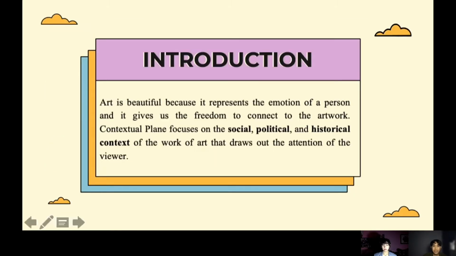To start off, what is art? Art is beautiful because it represents the emotion of a person and it gives us the freedom to connect to the artwork. Contextual plane focuses on the social, what happens in the society, political, and historical context of the work of art that draws out the attention of the viewer. It analyzes the artwork from a different perspective and sources its energy from the social context. The artist conveys his ideas through art and the viewer uses their capability to perceive the correlation of how social issues are carried out through art and be able to interpret its message.